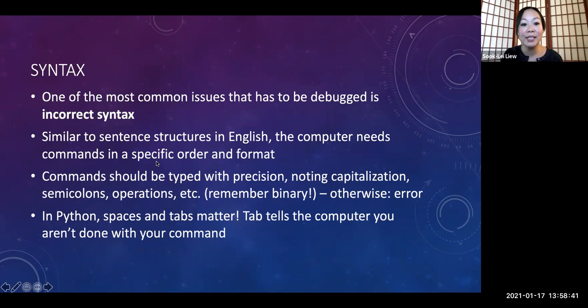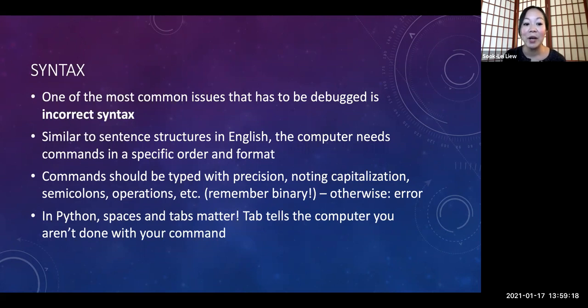Okay. So at this point, I feel like it's also important to talk about syntax, because in addition to data types, syntax is the other most common reason why in the beginning people get bugs and errors. So like we talked about, similar to sentence structures in English, the computer needs commands in a specific order and a specific format. And remember from binary, no extra spaces, make sure nothing is capitalized. It has to be put in precisely the way that it can be read. Otherwise, you will get errors.